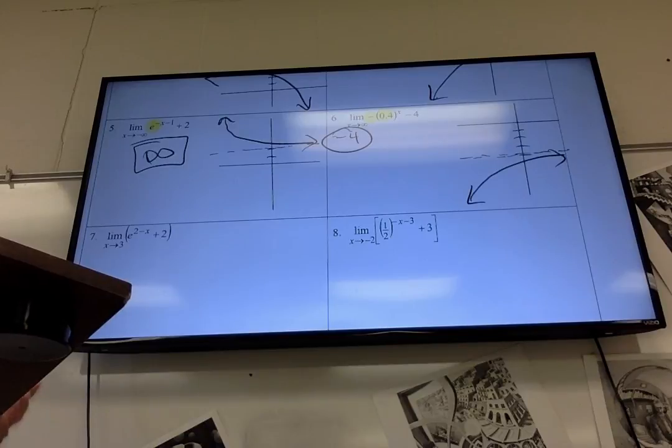So when you're doing limits of exponentials as they approach infinity or negative infinity, it's probably going to be a lot easier for you to sketch a graph, especially if you can't use a calculator. Now on 7 and 8, these are different because we're approaching a number. We're not approaching infinity or negative infinity. So we can go back to the rule that we used before, which was direct substitution. So we're just going to take that 3 and plug it in for x.